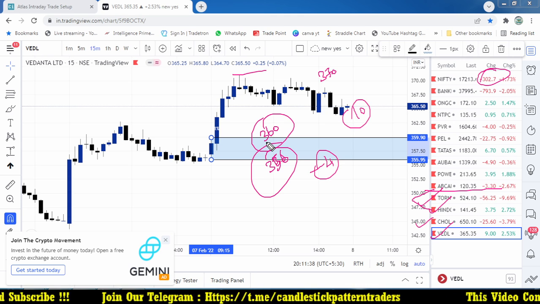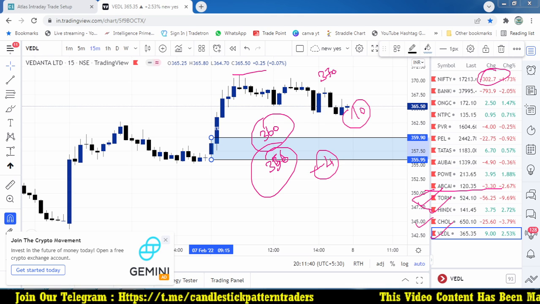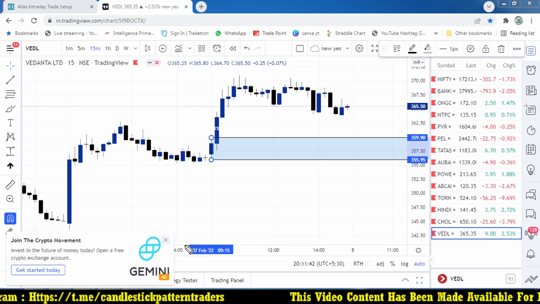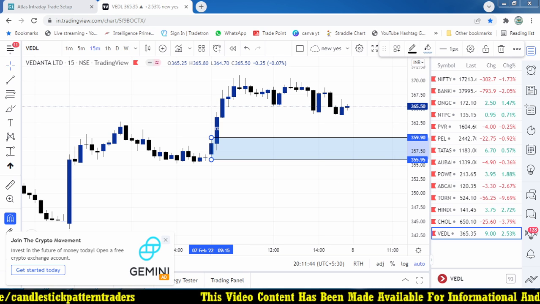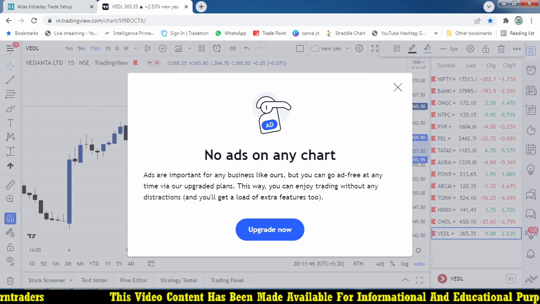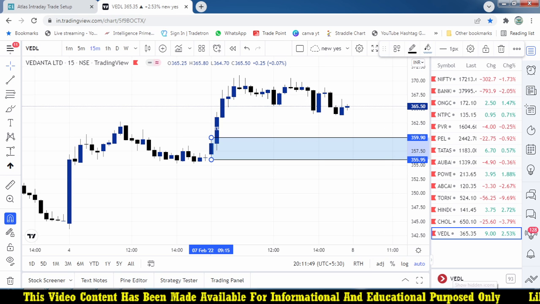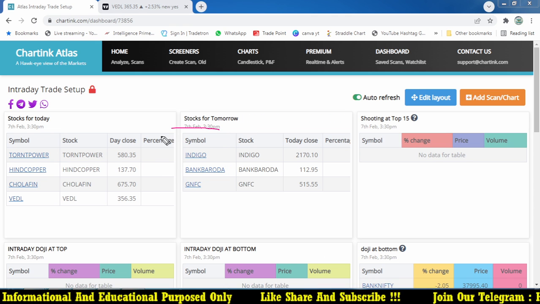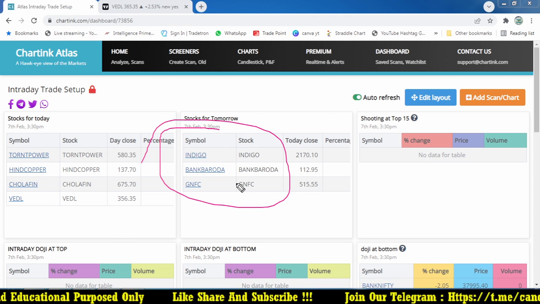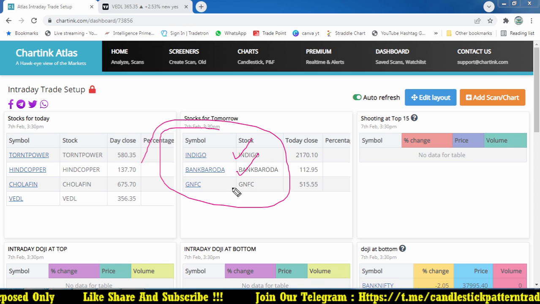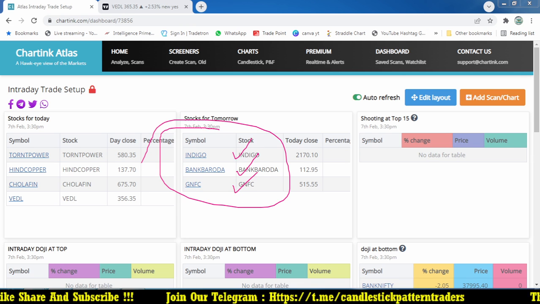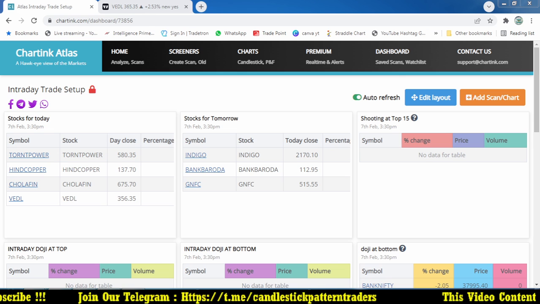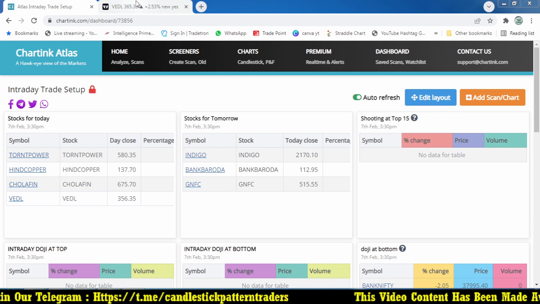So if you are ready to find this kind of trade... Sir, after the market you can tell anything that went good and better, but in a live market, how can we do it? That is the main question from you, right? I will give you tomorrow's stocks. These are the stocks which I am going to focus on for tomorrow. If you want to note it down, first one is Indigo, Bank of Baroda, GNFC. So these three stocks, Indigo, Bank of Baroda, GNFC, are the ones I am going to focus on for tomorrow.